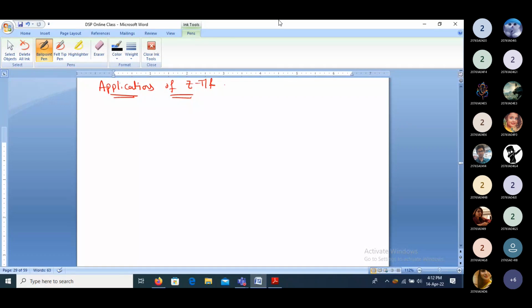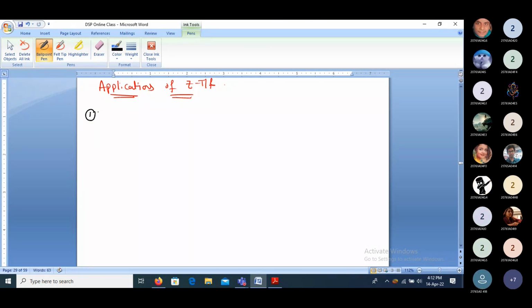So coming to the applications of Z transformations. The first application, directly we discuss the first point. First is the system function. How we can calculate the system transfer function.